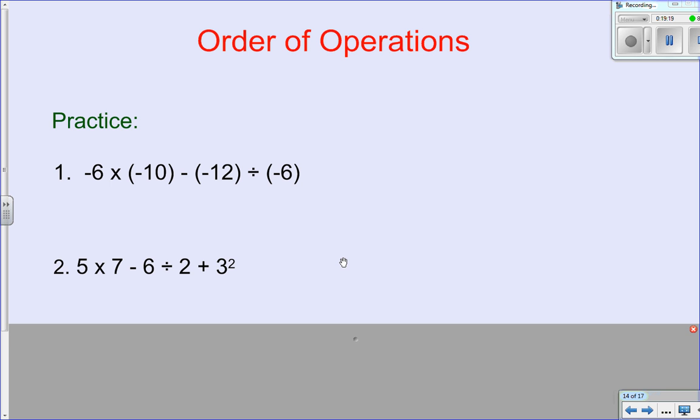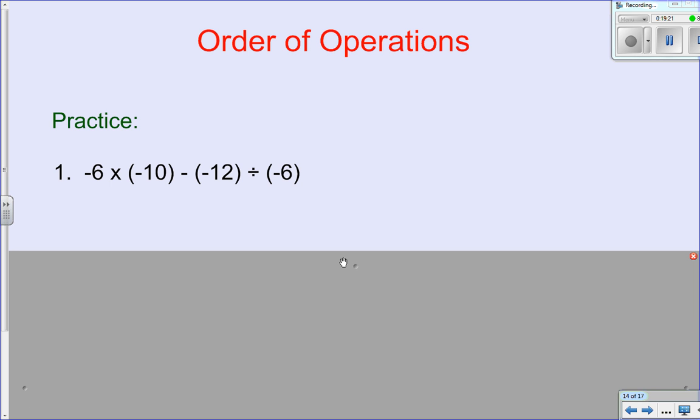Since we did so much order of operations in class, I feel like we can jump right into it without a demonstration. You'll see this first one. This is negative 6 times negative 10 minus, in parentheses, a negative 12 divided by negative 6. Please pause your recording now and complete it.